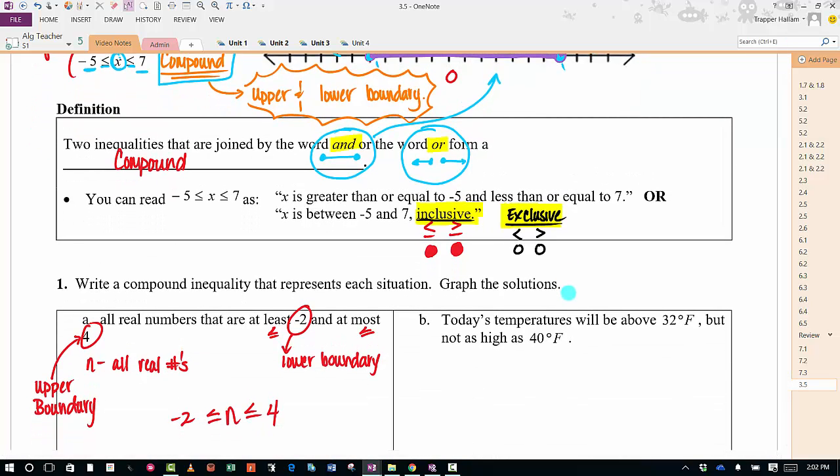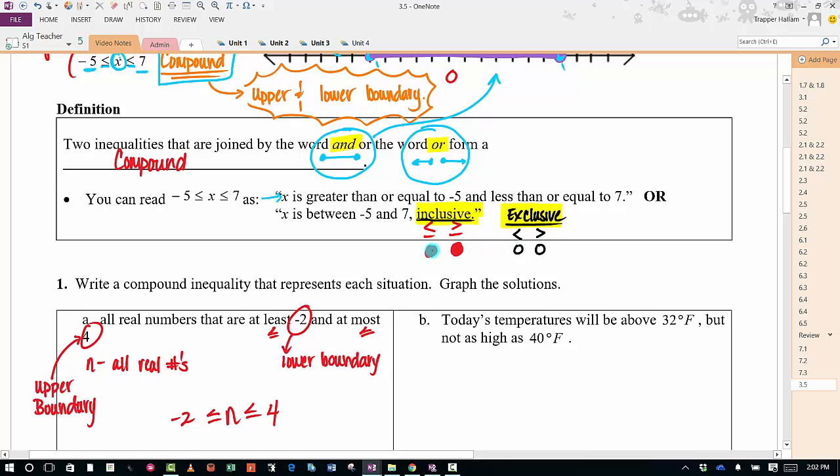So how do you read a compound inequality? Well, here's the one from before. -5 is less than or equal to x, which is less than or equal to 7. You can see that that's what I said here, so I read it the correct way. Or you can say x is between -5 and 7, and then you can say inclusive or exclusive, depending on whether it's included or not included.